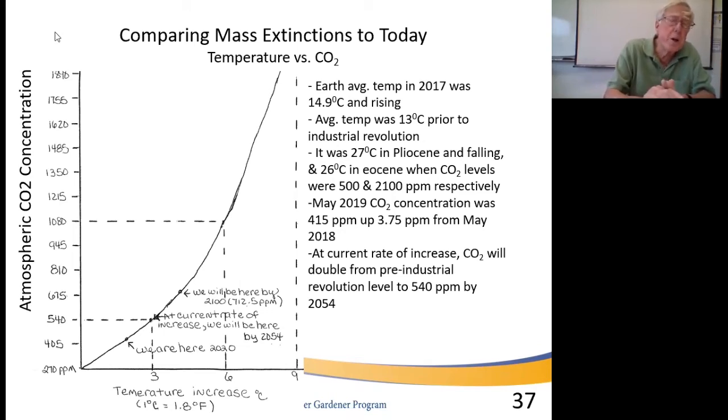1.7 degrees Fahrenheit is almost 1 degree Celsius. 1 degree Celsius would be 1.8 degrees Fahrenheit. So remember that 2 degrees centigrade temperature limitation? Well, 1.7 degrees Fahrenheit is 1 degree Celsius for all practical purposes. So we're kind of getting there.